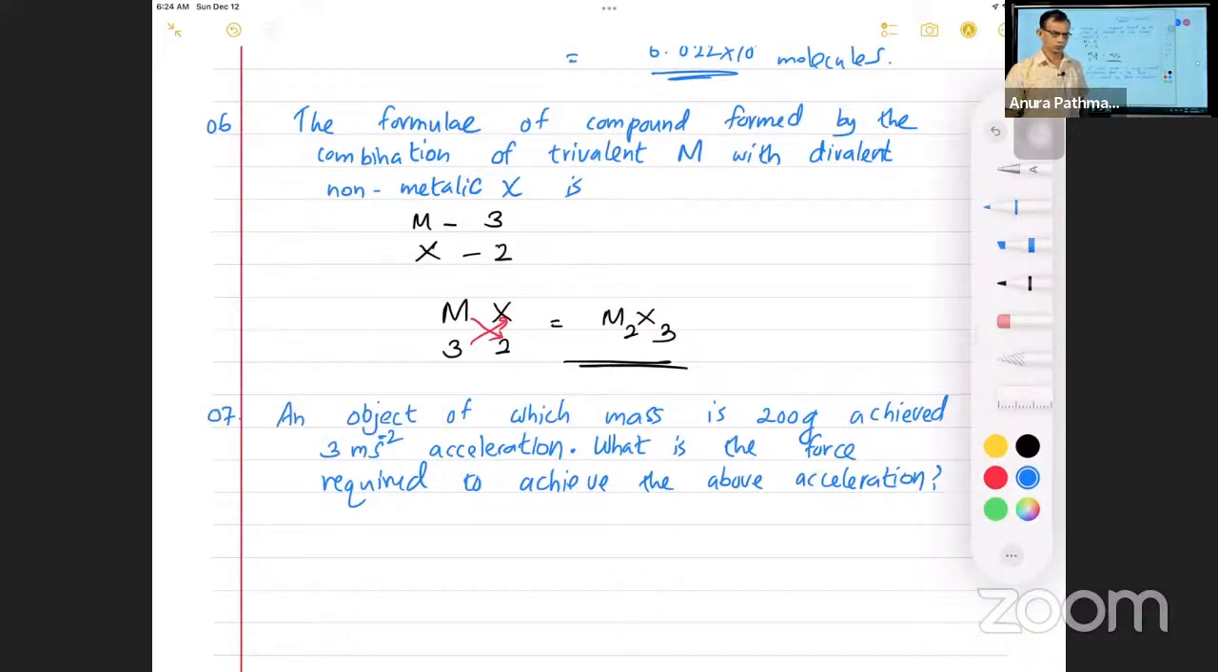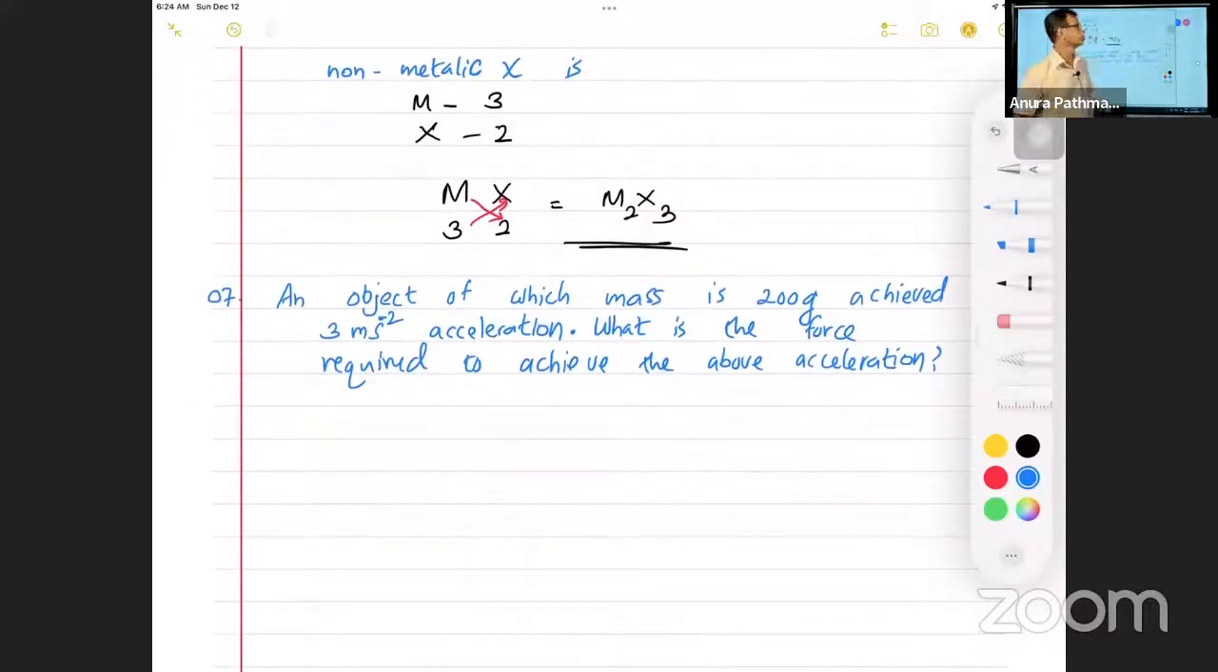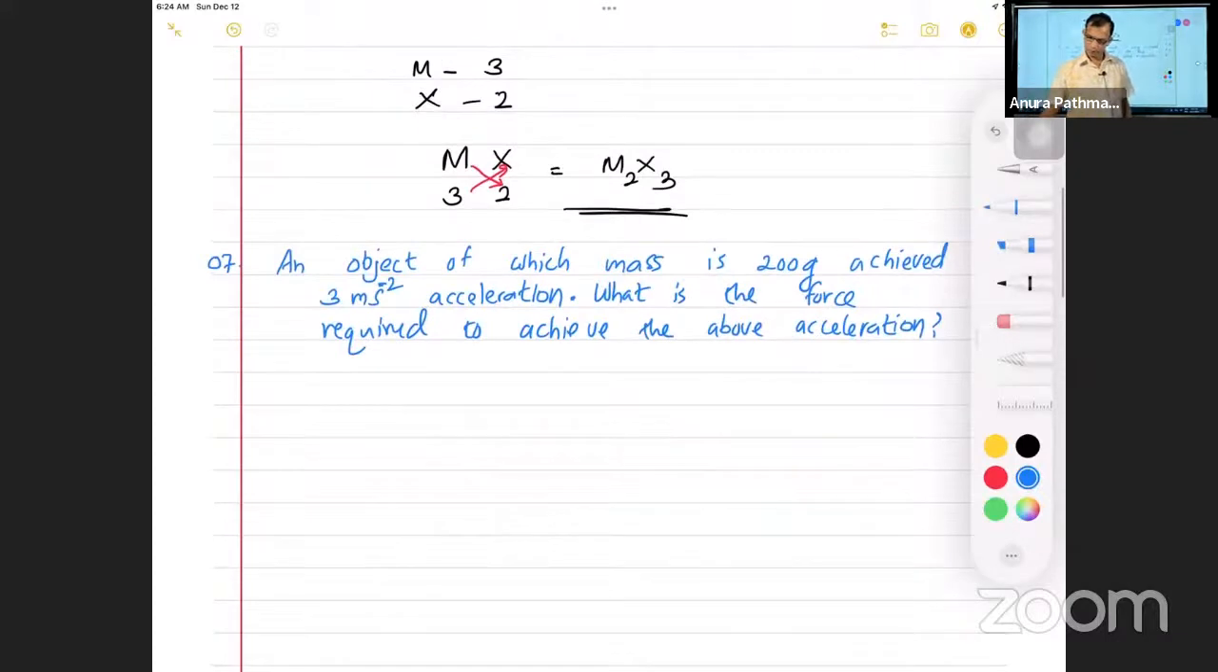0.6. Newton. Newton. Well, how did you find it out? Using empirical equation.